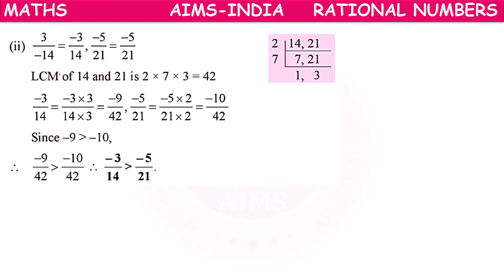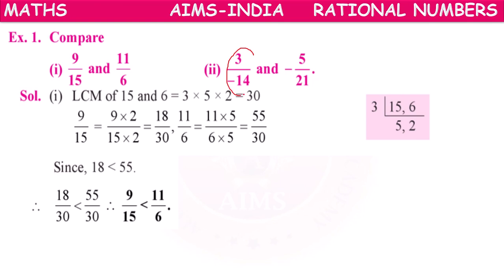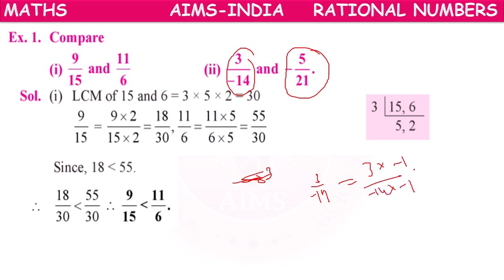Next one: 3 by minus 14 and minus 5 by 21. How to change it to positive? 3 by minus 14, how to remove the negative sign? Multiply with minus 1. So 3 into minus 1 is minus 3, 14 into minus 1 is 14. In the numerator we can have negative, no issues, but in the denominator we have to change it like this.